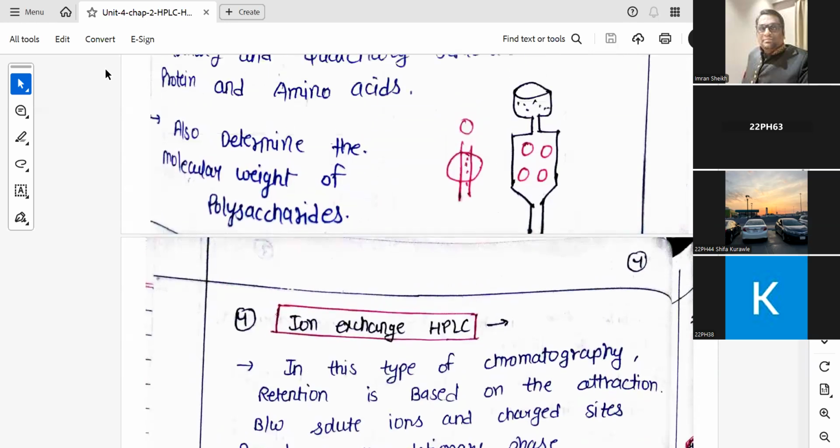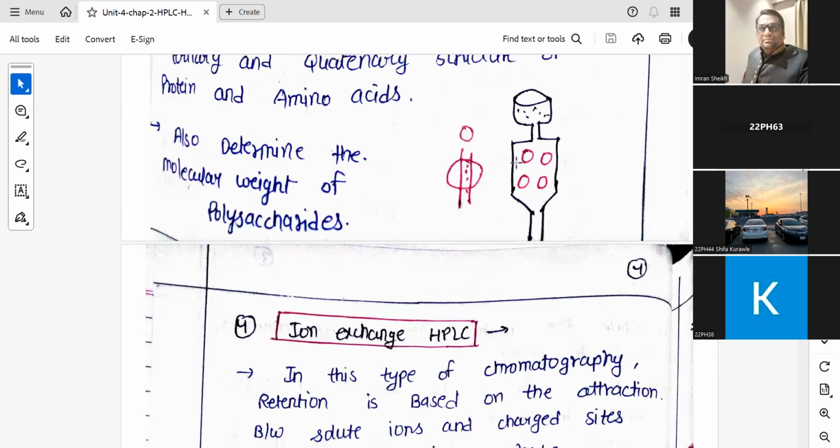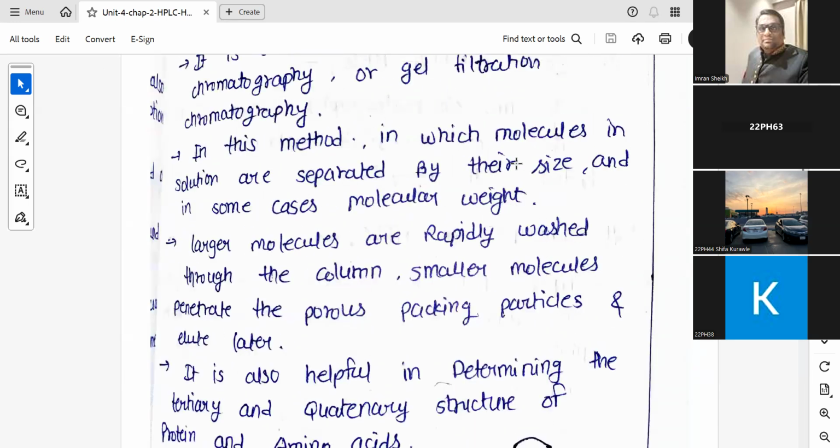You can see the diagram here. The polysaccharides can be easily separated by this. Proteins, amino acids, very important. Again, assessment of the molecular weight of polysaccharides, one of the best methods. Which method? Size exclusion method.